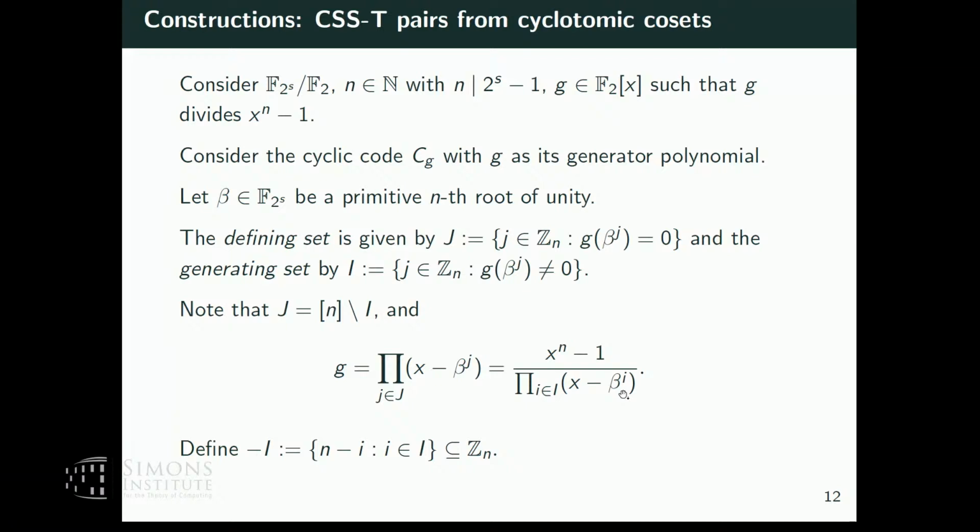We start with a field extension, though. Again, I said we were going to be binary, but here we actually start with this field extension. So we take a degree s extension, and we use it to define a cyclic code by taking a generator polynomial g that satisfies this divisibility property. When we do that, it gives rise to this defining set J, which again is a set of integers mod n, and it has a sort of partner set I. So you can think about the relationships that J and I must satisfy and what g has to look like.